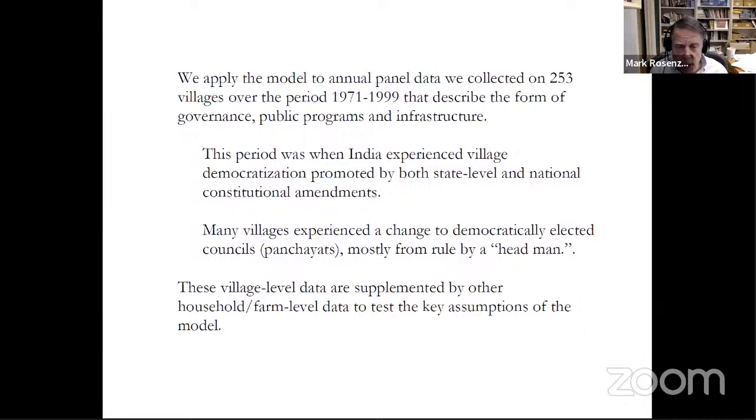And this period, 71 to 99, corresponds to the period when India experienced village democratization that was promoted by state level and national constitutional amendments. So many villages actually experienced a change to a democratically elected council, panchayats, moving from mostly a rule by a headman, who is usually a large landowner in the village. And we're going to supplement the village level time series data, this panel data on villages, with household and farm level data that's going to enable us to test some of the key assumptions of the model, which are going to enable us to get some clear comparative statics from the model.